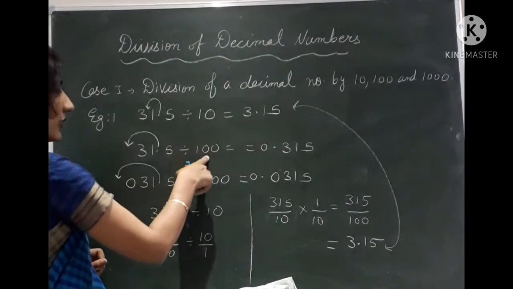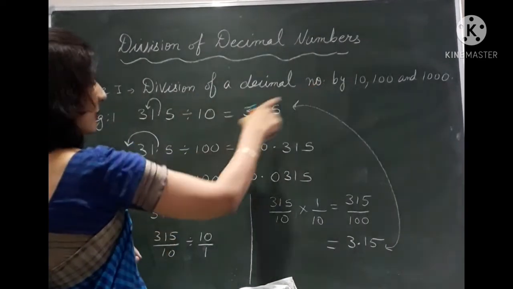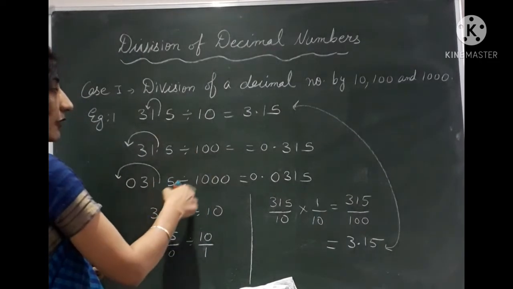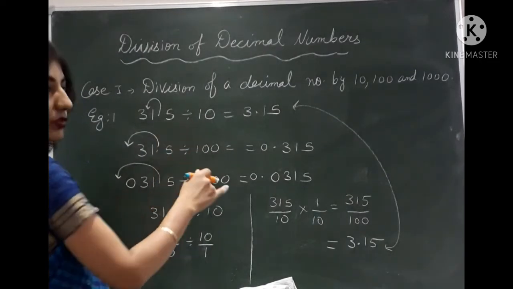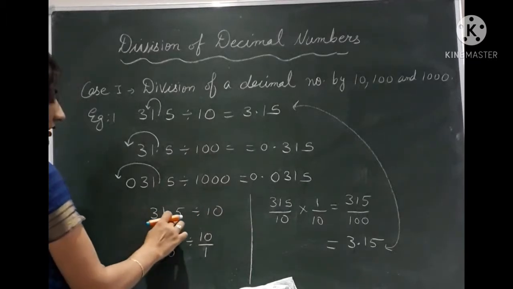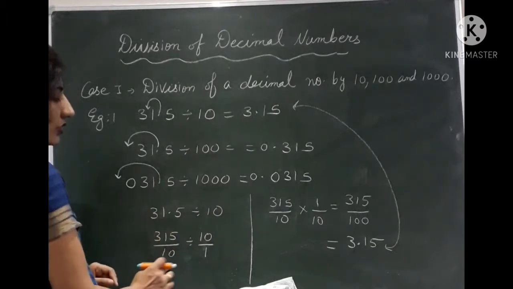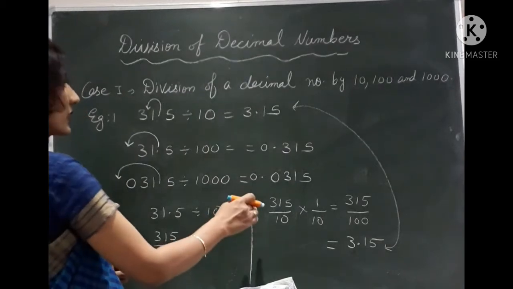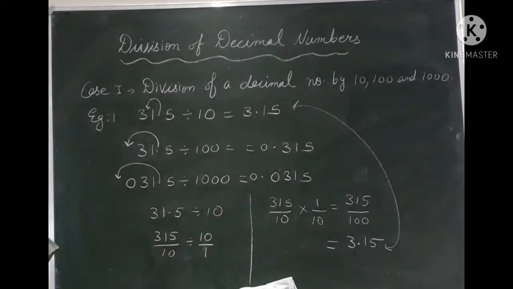So whenever you have to divide a decimal number by 10, 100 or 1000, you can do this short method also. If you don't understand how to do this or you are confused, then you can change this decimal to a fraction, and if the question becomes division of one fraction by another fraction, you can continue accordingly.